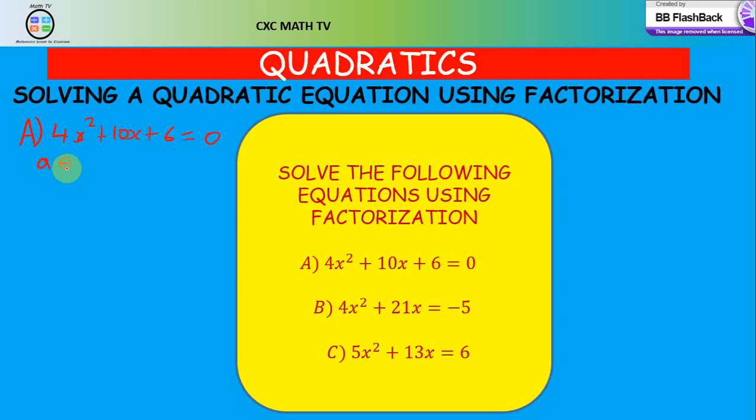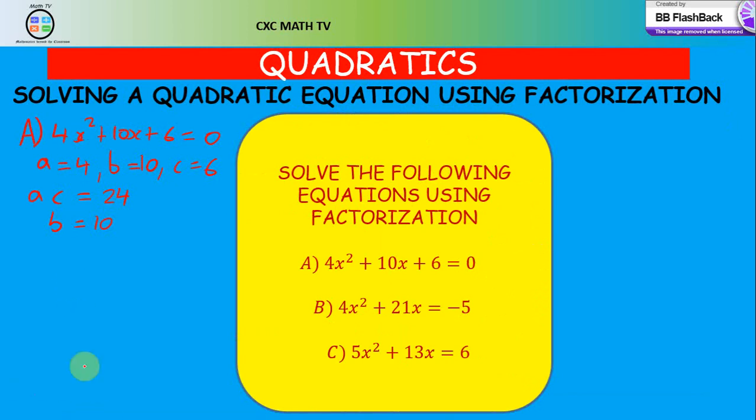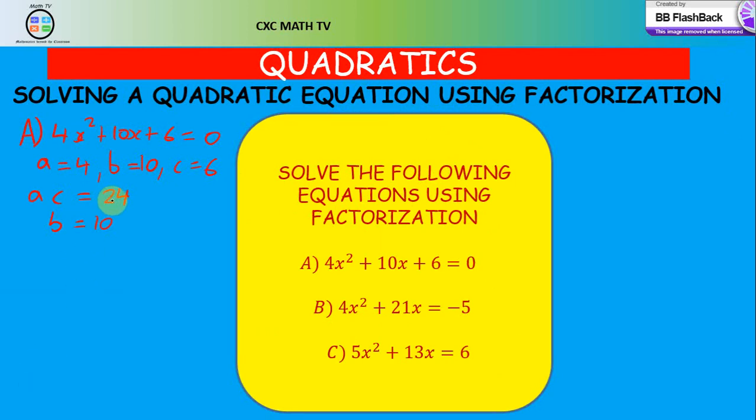Write down now your value for A, which is 4, your value for B, which is 10, your value for C, which is 6. A times C is 4 times 6, which is 24, and B is 10. Which two numbers, when you times them, you get 24, but when you add them you get 10? In that case, realize that those two numbers have to be 6 and 4.